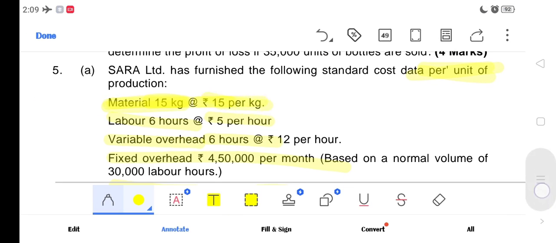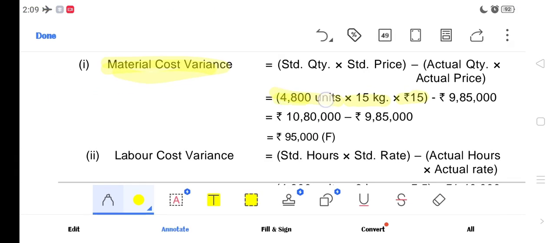And 15 rupees per kg is given. If 4,800 units are produced, one unit requires 15 kg, and 1 kg costs 15 rupees, then what is the total cost? 4,800 into 15 rupees into 15 kgs, which comes to 10,80,000. The actual direct cost given in the question is 9,85,000. If you subtract this, you get 95,000 favorable. F means favorable; if you get a negative figure, then you put A for adverse. So that is the material cost variance.